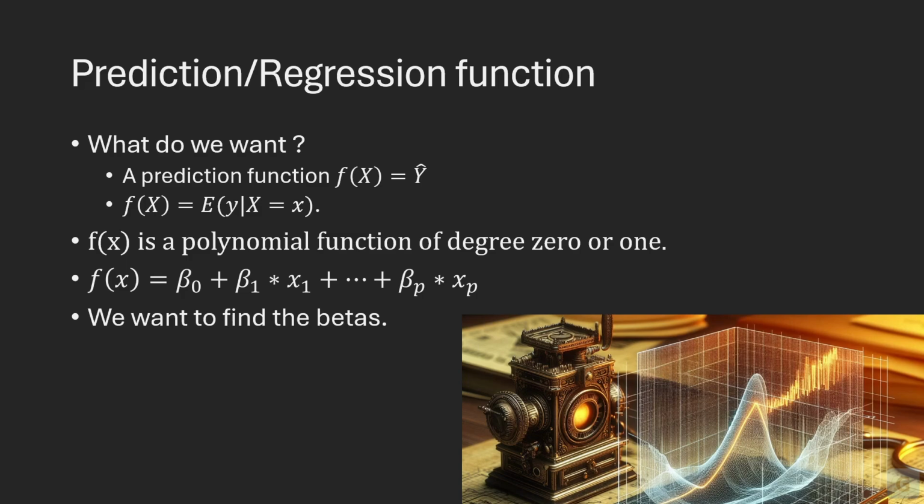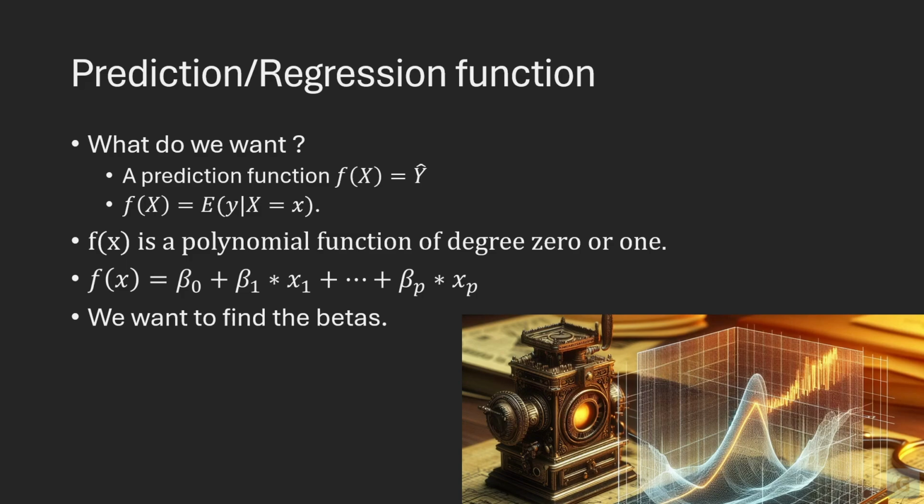From a probability standpoint, the regression function is the expected value of y given the set of inputs x. We have so many different functions to choose from. In the case of linear regression, the prediction function is a polynomial of degree 0 or 1. It has the form f(x), where x is the set of inputs from x1 to xp, equal to beta naught plus beta 1 x1 plus beta 2 x2 and so on till beta p xp, where p is the number of inputs and the betas are the coefficients or the parameters of this model.